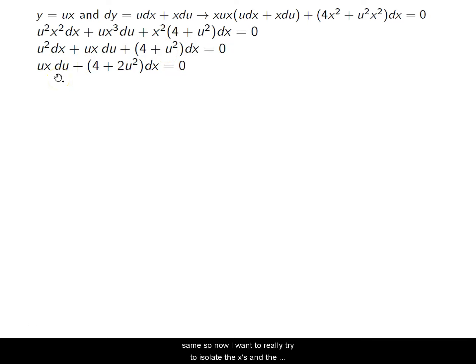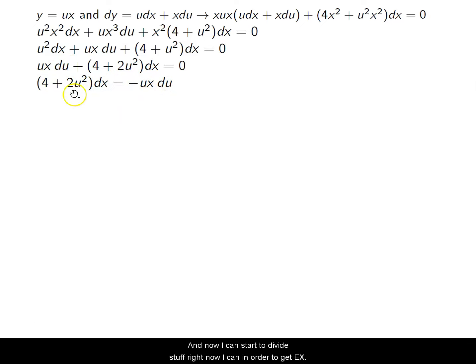So now I want to really try to isolate the x's and the u's. Now that I got it simplified down to a single du and a single dx term, I would like to get these u's over here with the u and this single x over here with the x. So I probably need to get everything onto a separate side of the equation first. So let's subtract one of these. Okay, I don't know which one. I guess I subtracted this one first.